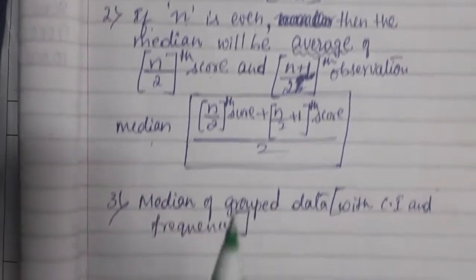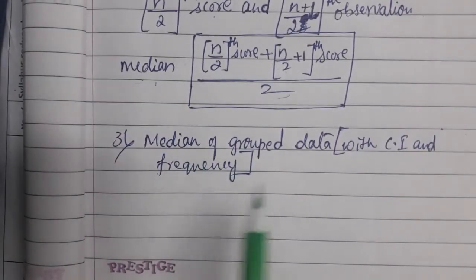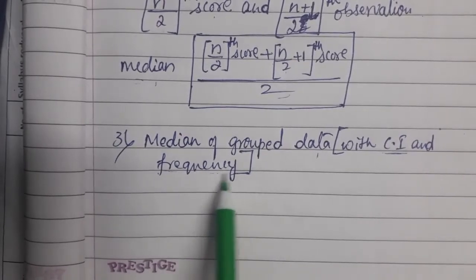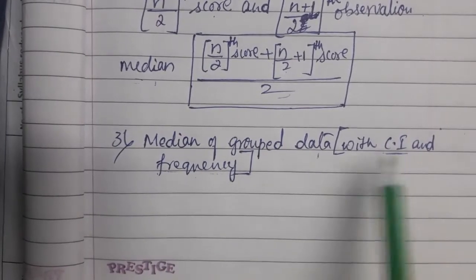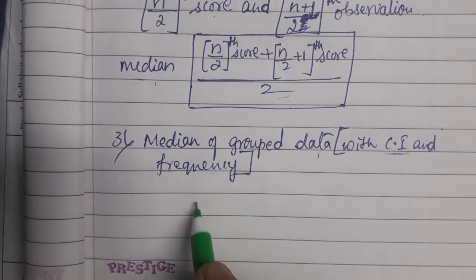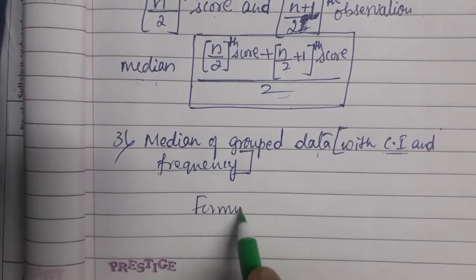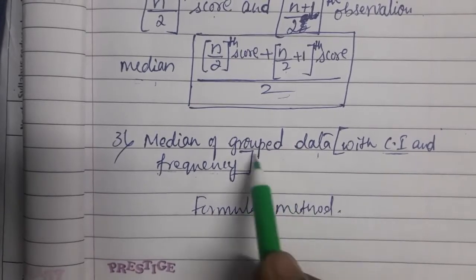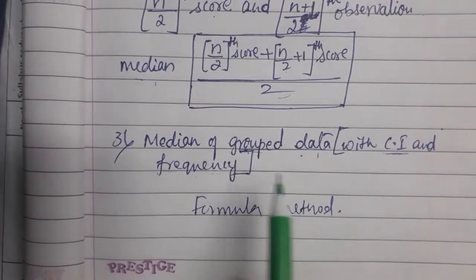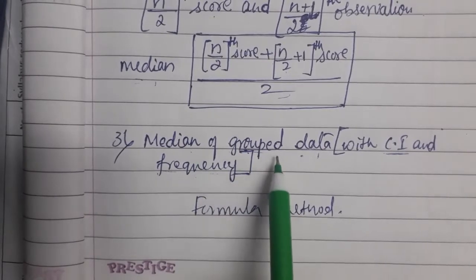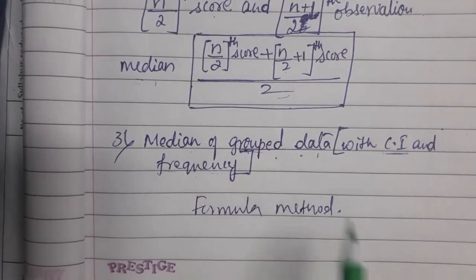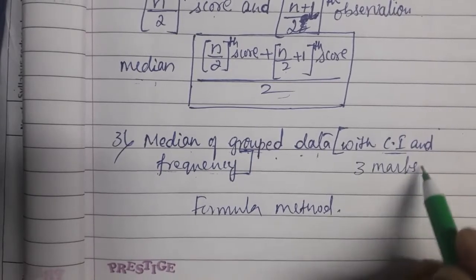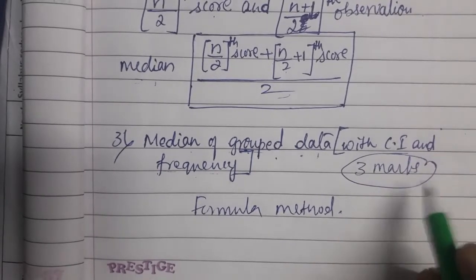Now in 10th standard, median of grouped data, when they give you class interval and frequency. So when they give you class interval and frequency, we use the formula method. We use the formula method to find the median of the grouped data. A question related to this is compulsory for your final exam, and as I told you already in the beginning, it is a 3 marks question.